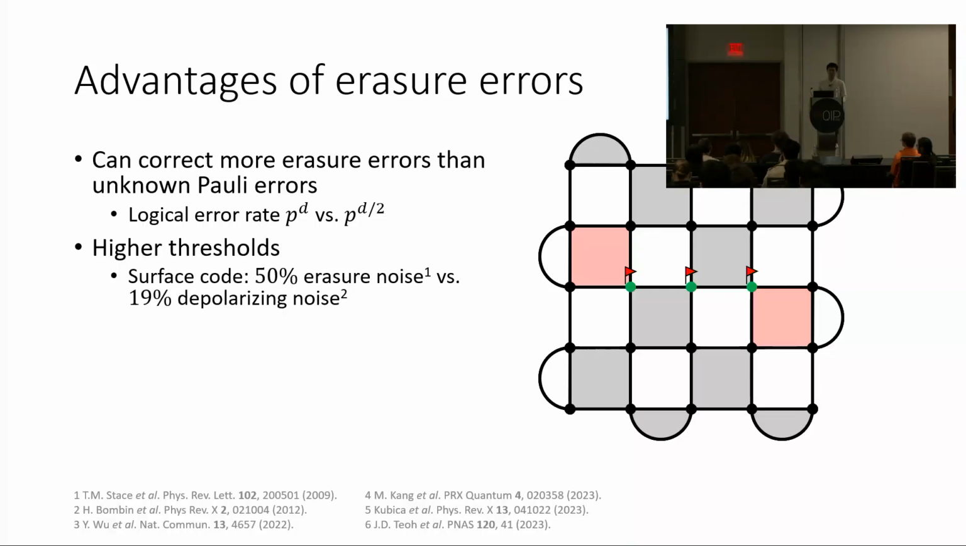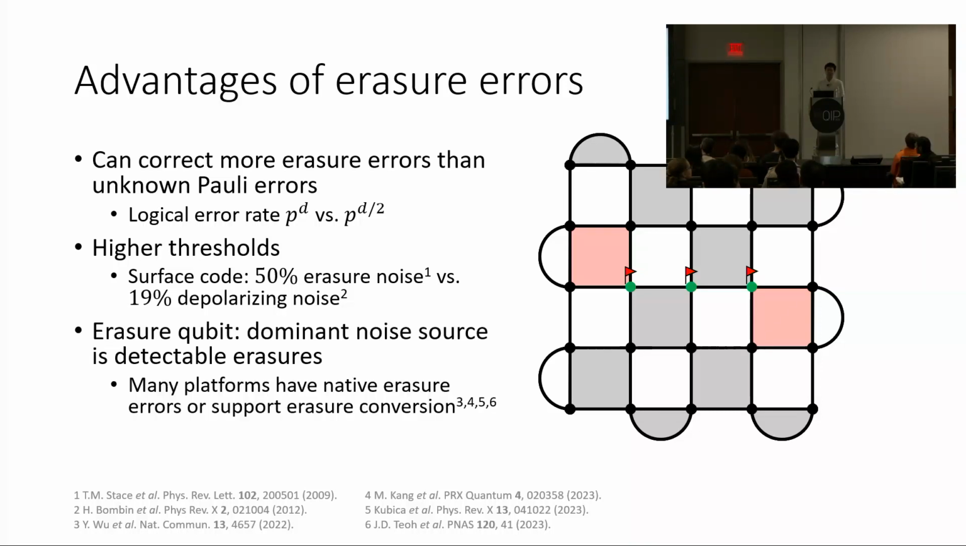Another advantage of erasure errors is that we will get a higher threshold. In the surface code, we can tolerate up to 50% erasure noise versus only 19% for depolarizing noise, even under optimal decoding. To set the terminology, an erasure qubit is one where the dominant noise source is to take you out of the computational subspace into some erasure subspace, and you can do some detection to tell you that you have leaked out of the computational subspace. This kind of erasure bias can be either native or engineered in some platforms. Many platforms can support erasure conversion, like superconducting circuits, neutral atoms, and trapped ions.